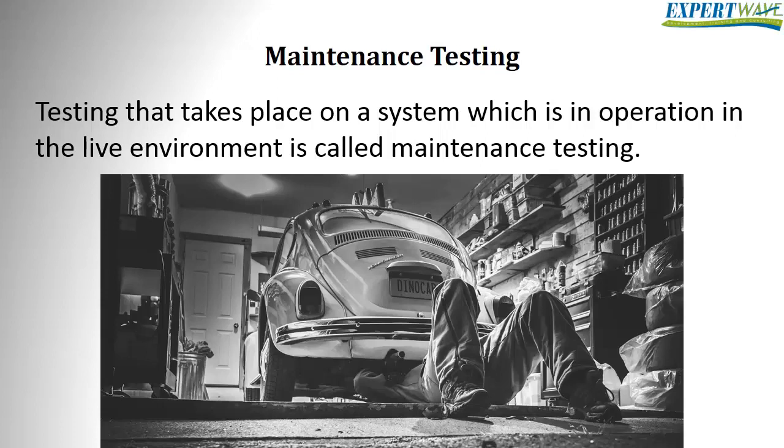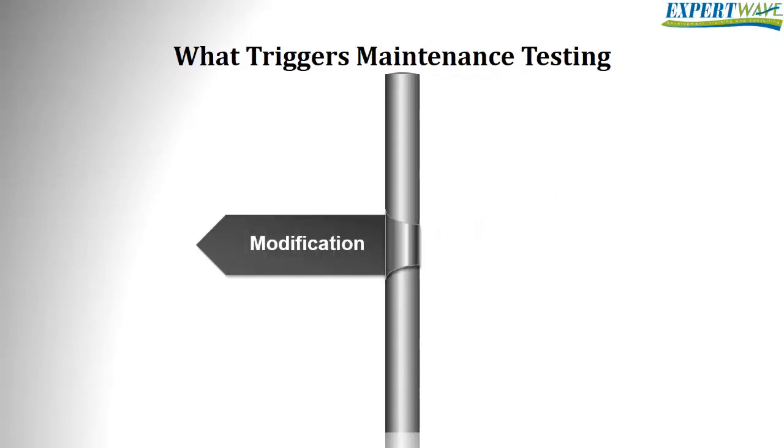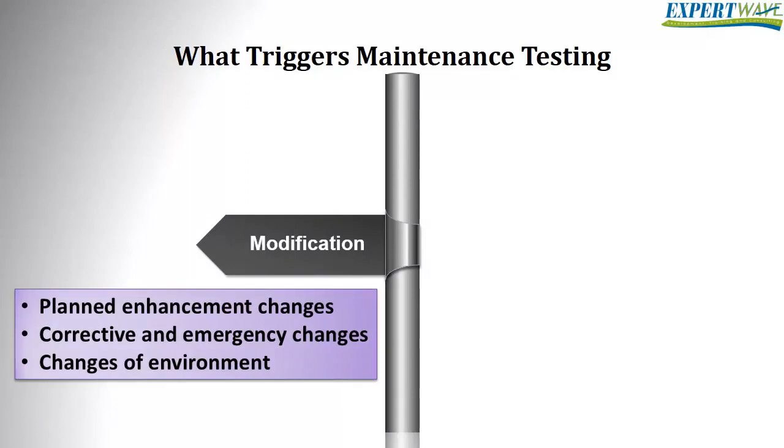Maintenance testing is done on an existing operational system and is triggered by different causes. It could be triggered by modifications, which include planned enhancement changes, corrective and emergency changes, and changes of the environment such as planned operating system or database upgrades, planned upgrade of commercial off-the-shelf software, or patches to correct newly exposed or discovered security problems in an operating system.